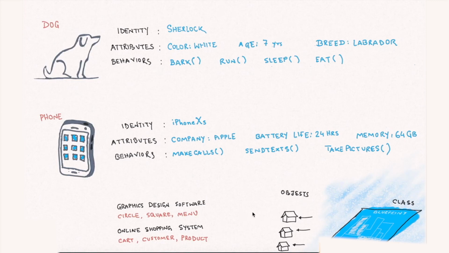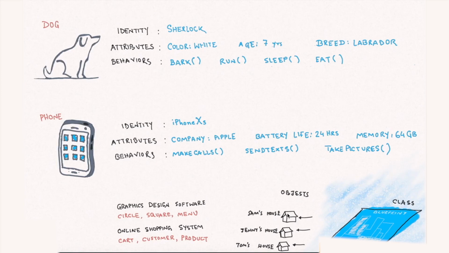So let's say this is Sam's house. Let's say this is another building. Let's say this is Jenny's house. And let's say this is Tom's house. So each of these different houses are different objects. Each house will have a different identity. This house's identity is Sam's house. This house's identity is Jenny's house. This house's identity is Tom's house.